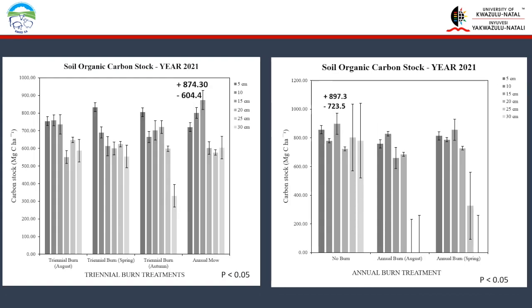The lowest stock concentrations in the first 5 centimeters were observed in treatments burned triennially. Annual mow treatments indicated an increased carbon stock steadily to 15 centimeters. Thereafter, stocks dropped quite significantly.